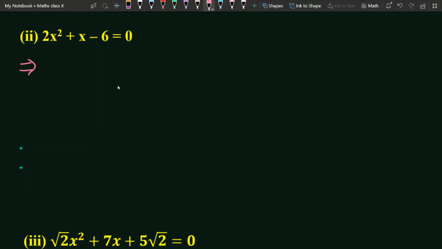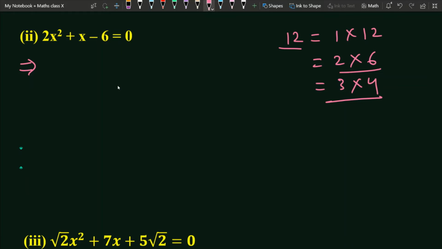So 6 twos are 12. You see, 6 twos are 12. Now let me tell you how we think over the situation. You write all the factor pairs of 12: 1 into 12, 2 into 6, 3 into 4. That's it. There are three different combinations. From which combination of numbers are you getting 1? In the midterm we have plus 1. Obviously it's 3 and 4. So write 3 and 4 and split according to the sign.